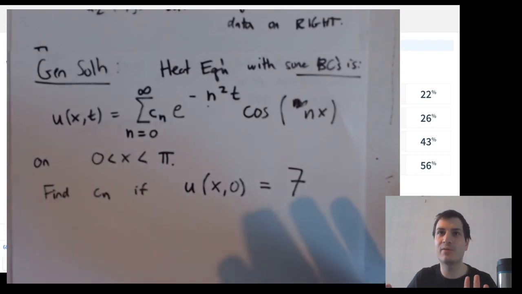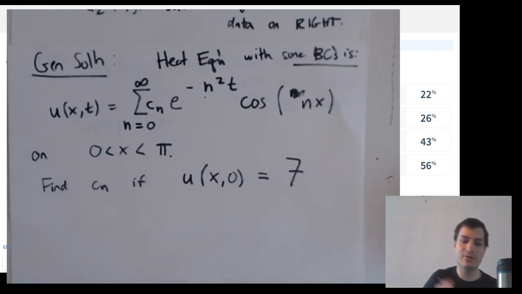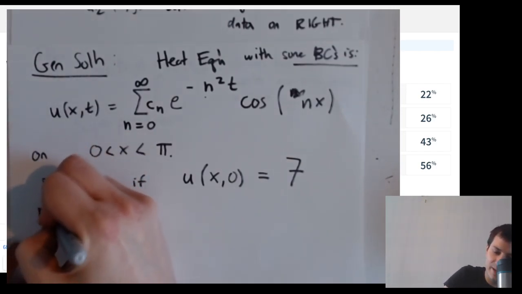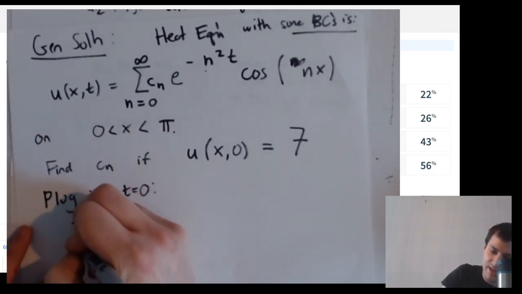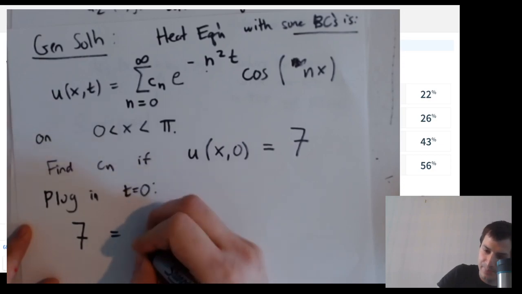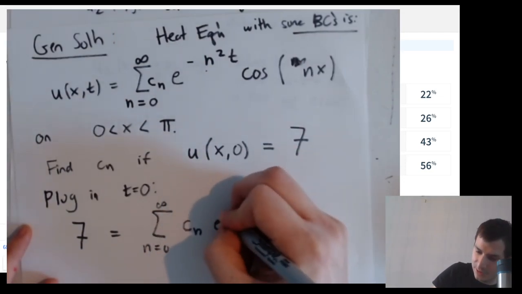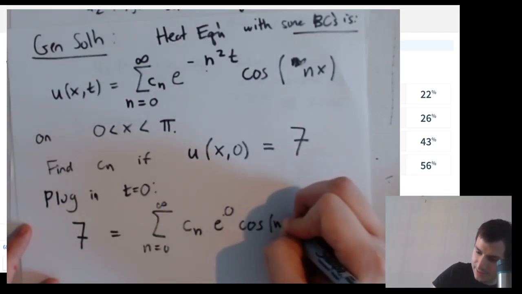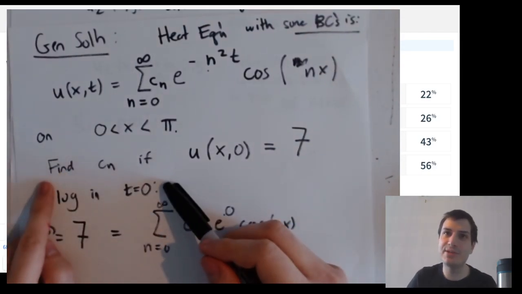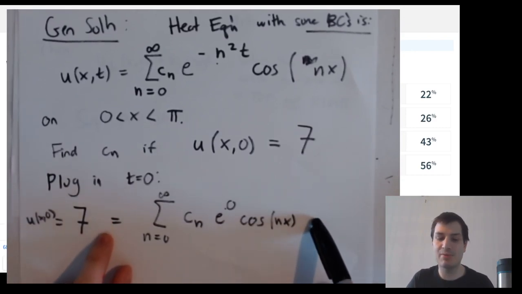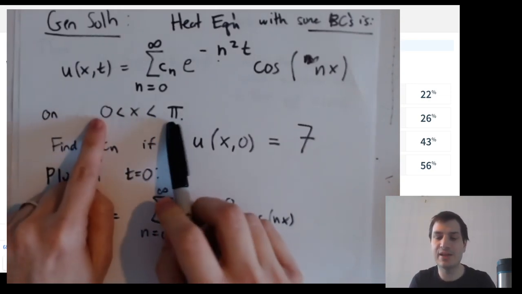And I think maybe this is part of the confusion, is there are a few different ways you can do it. So one is, we're definitely going to be plugging in t equals 0. No matter what you do, you should plug in t equals 0. And when you plug in t equals 0, you're going to get that 7 is equal to the sum from n equals 0 to infinity of cn times e to the 0, but e to the 0 is 1, times the cosine of nx. So this is equal to u of x, 0. After you plug in t equals 0, this just becomes a Fourier series problem. This is writing the cosine Fourier series for the function 7 on the interval 0 to pi.